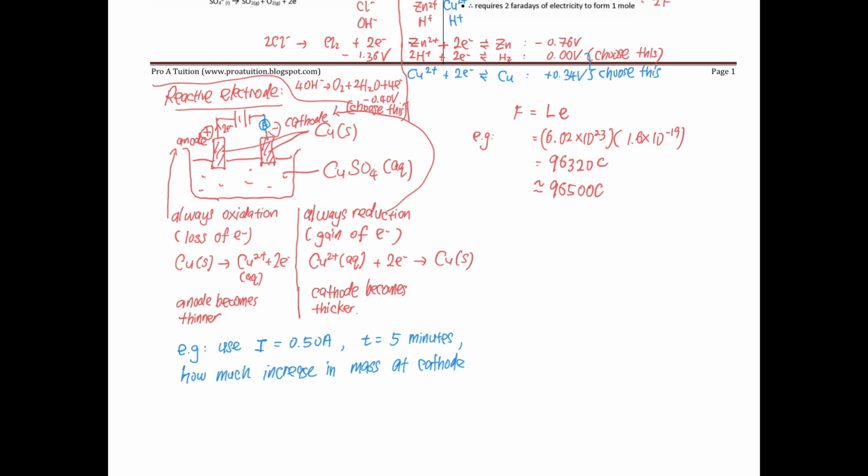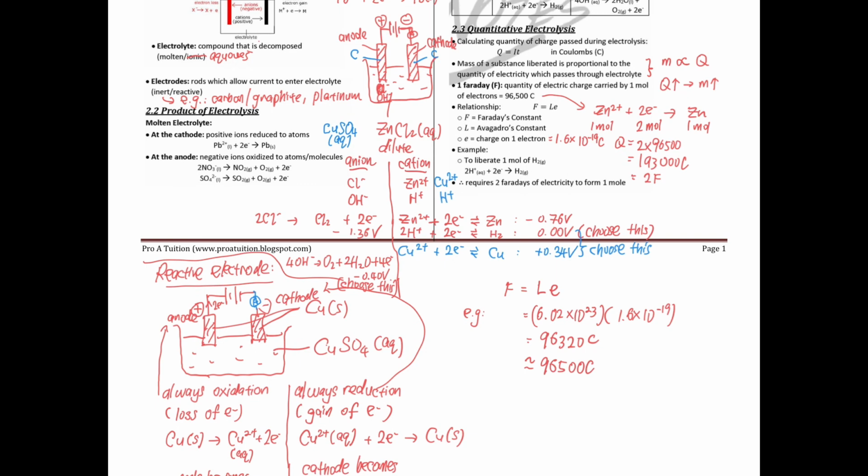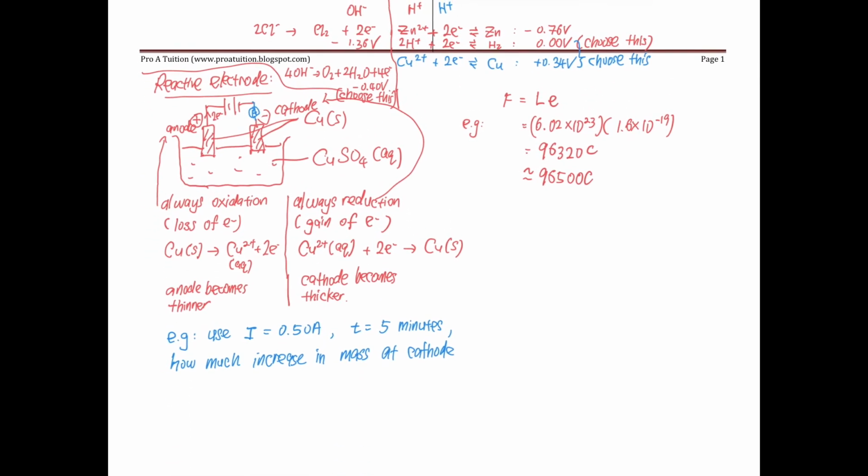So to do this, you see how we make use of the formula. Basically, which formula should we use? I highlight a bit. First, you have to use Q equal to IT. Then after that, you use 1 Faraday equal to 96500. And then you use ratio to figure out the amount of product. So we need to see example to understand better.